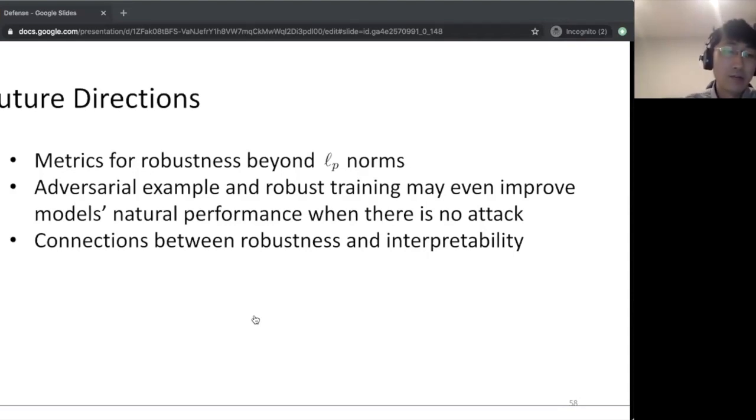The second one is that adversarial examples and robust training can sometimes improve model performance, even when there's no adversarial attack. This is a pretty surprising phenomenon. Basically, when we train a robust model, we add regularization to the training, and this regularization can sometimes improve the model's natural performance. And finally, there's some vague connection between robustness and interpretability of the model, which is also pretty interesting.